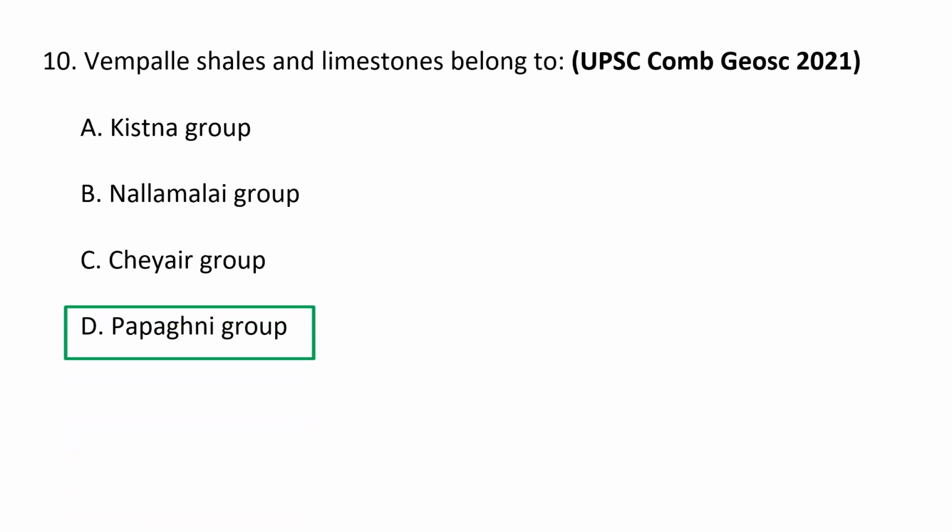The Papagni group consists of the two formation rank units, that is the siliciclastic dominant Gulcheru quartzites and the mixed siliciclastic carbonate bearing Vempalle formation, which has many mafic flows, sills and dikes in the upper part of the formation.